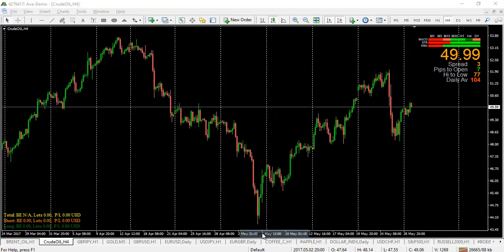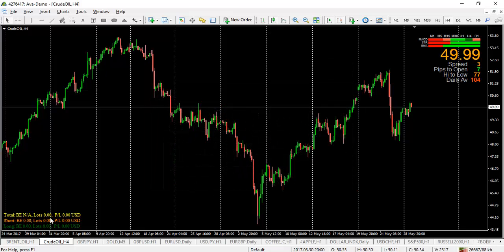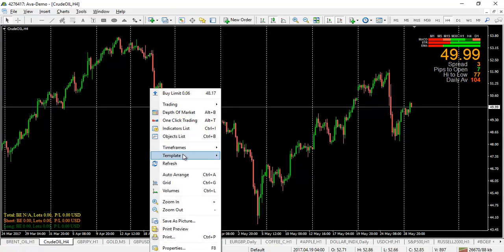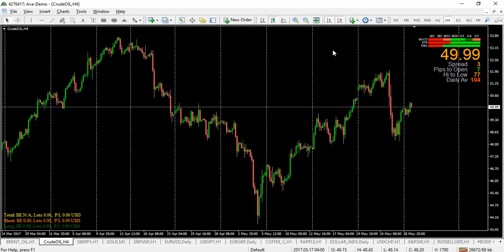Right click on your chart, go to properties, and set the bar up, bar down, bull candle, and bear candle colors exactly as I'm showing you in this video. On the left bottom corner, this is a very nice indicator. If you have a lot of buy positions and a lot of short sells, this will give you the average price, the total break-even price on the long, the short, or the total break-even price if you are trading both sides. Save the template: right click, save template, and you can name it whatever you want. I've named it naked.